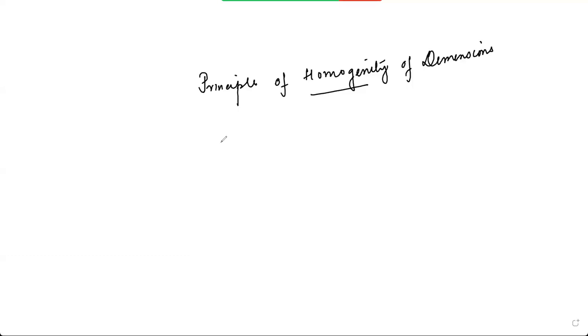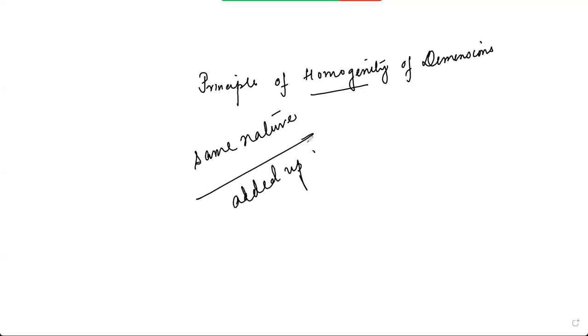On both sides of the relation, if the dimensions of the various terms are the same, a physical relation is dimensionally correct. This principle is based on the fact that two quantities of the same nature can only be added up. The resulting quantity is also of the same nature.